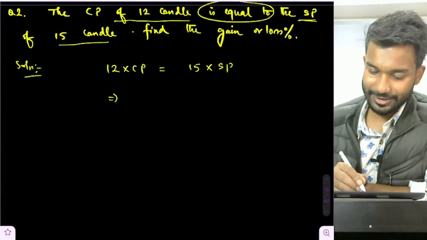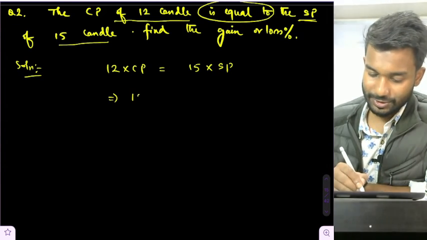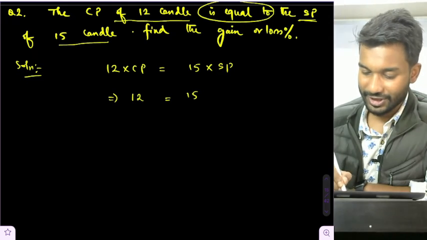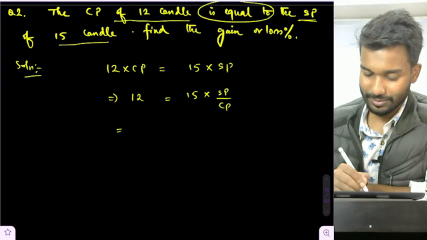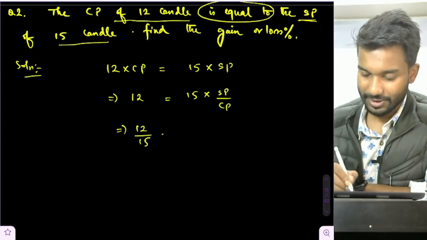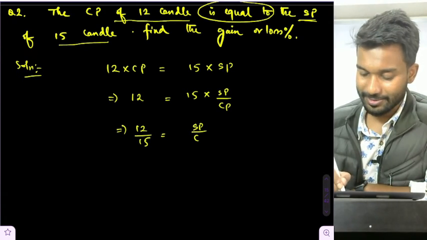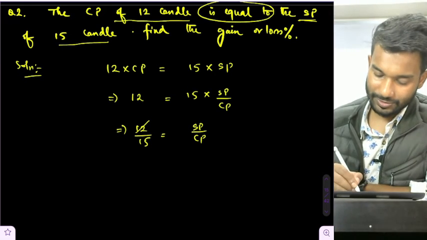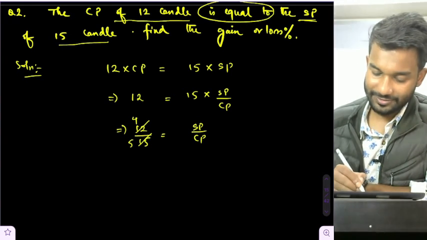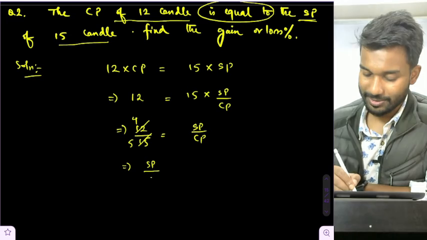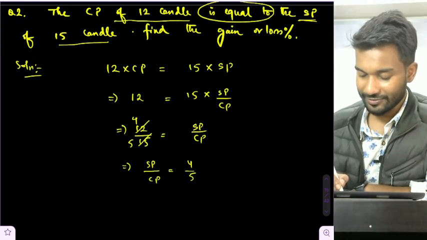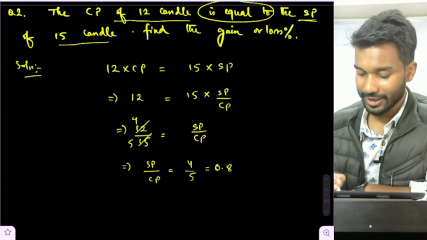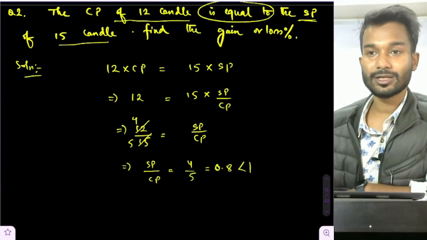So CP will go that side. So 12 will be 15 into SP by CP. Next step, bring 15 to this side. So 12 by 15 will be equal to the SP by CP ratio. 3 fours are 12, 3 fives are 15. So the SP by CP ratio is coming out to be 4 by 5, which is 0.8, and 0.8 is lesser than 1.